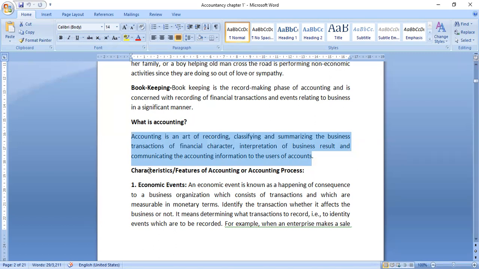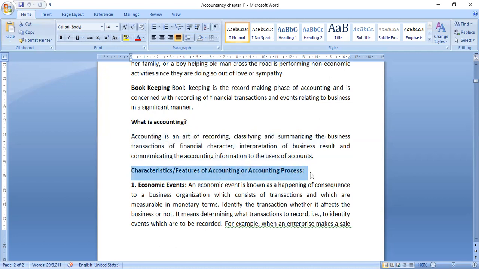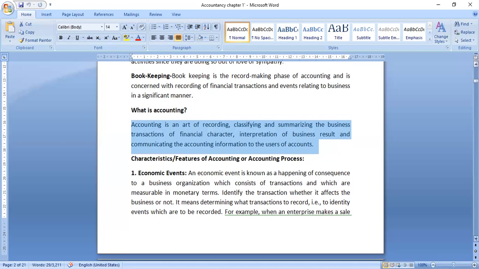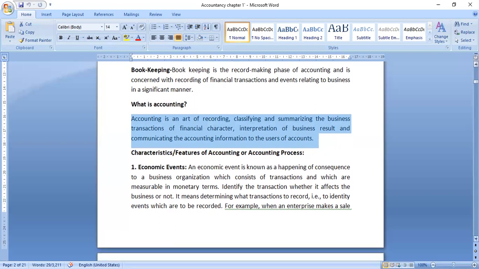So you can see here, the next topic is characteristic features and accounting process. Accounting process means, while calculating the profit, what steps you have to follow, and what are the features of accounting. One by one we will discuss these points, and when we discuss them, the definition will be clear to you. At last we will discuss the accounting definition, but before that, what steps you have to follow, that we will discuss. So accounting process means what steps you have to follow while preparing the accounts.